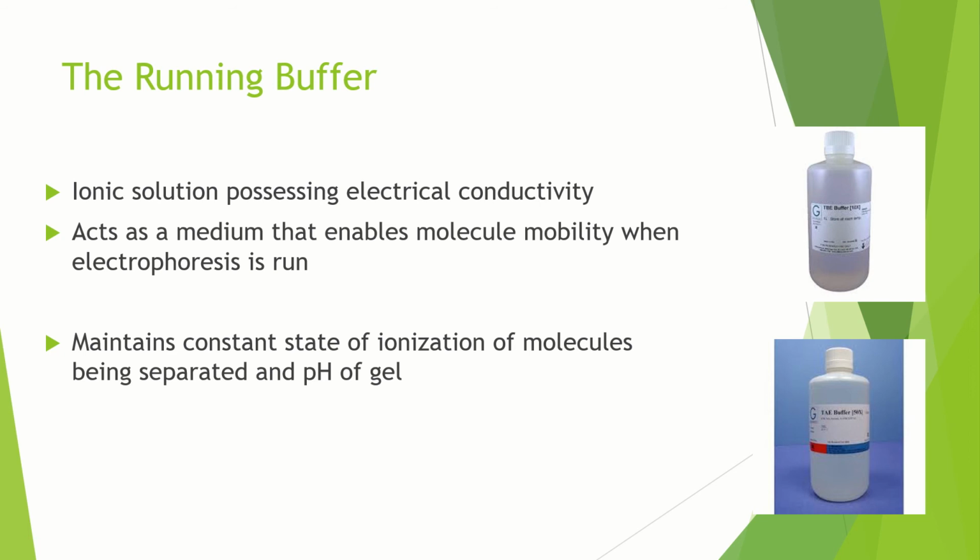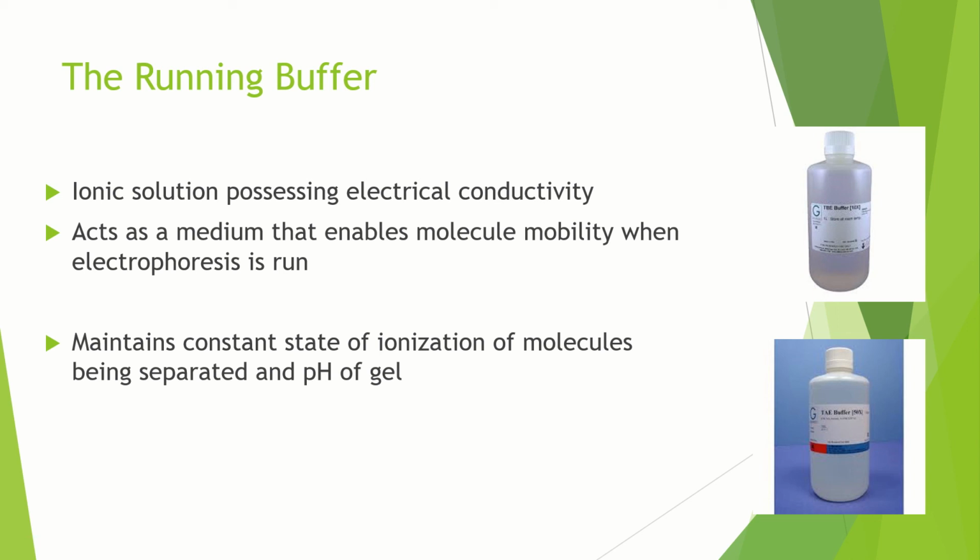Next, a running buffer is added to the electrophoresis unit. The buffer is an ionic solution that possesses electrical conductivity. It essentially acts as a medium, allowing charged molecules to become mobilized and separate when electrophoresis is run. Also, the buffer is important in maintaining a constant state of ionization of the molecules and specific pH of the gel, as any variations in pH would alter the overall charge of the molecules and could prevent proper separation and mobility.